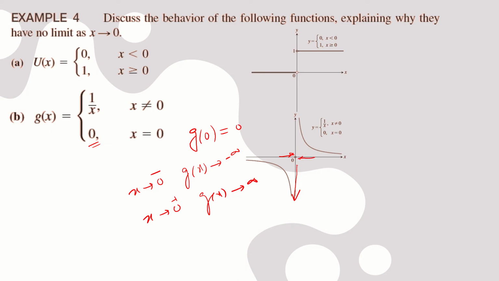As we approach from this side, if we look at it, this function is going upward towards plus infinity. So in this case the neighboring behavior from the left side is minus infinity, and from the right it's plus infinity. So both are not the same, therefore we say that this limit, limit as x goes to 0 of 1 over x, doesn't exist.